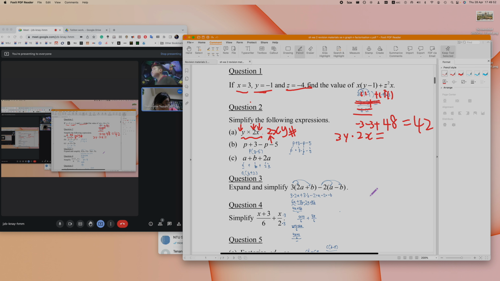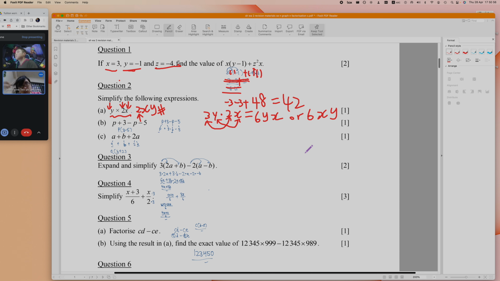Then when it comes to the letters x and y, which one comes first? Is it 6yx or 6xy? Which one? Does y come before x or x come before y? X first. Yep, okay, good. So the answer is 6xy. Are you clear?